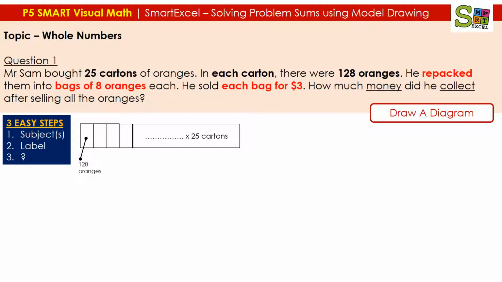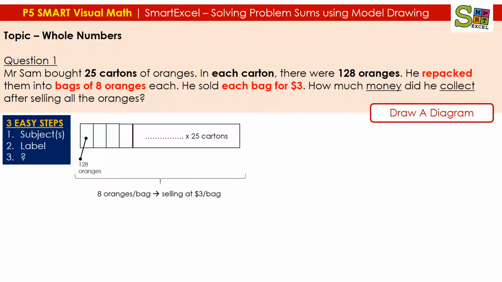Then we indicate about the 128 oranges in one carton itself. So you can see there's 128 there. Then they mentioned that they repack all of these oranges into bags of 8. So he sold each of them for $3. So when you want to show the repack, we have to mention for all the sum of oranges. So we have the arrow like that, and we mention about the 8 oranges per bag, where they are selling it at $3 per bag.